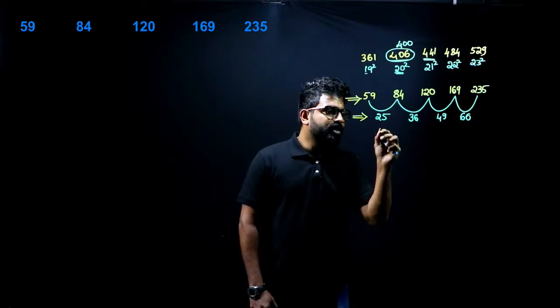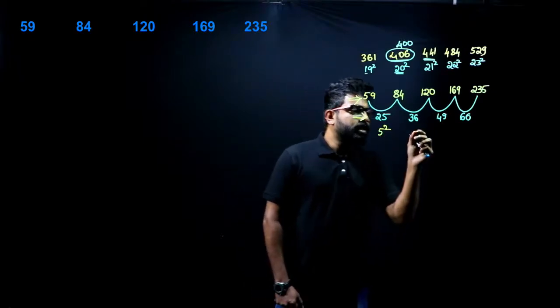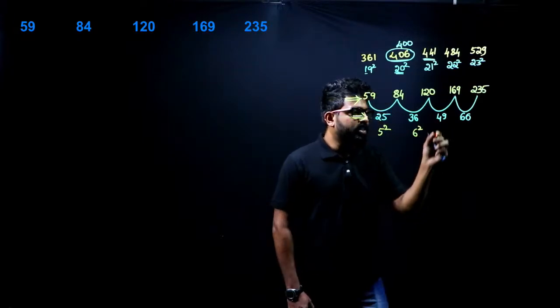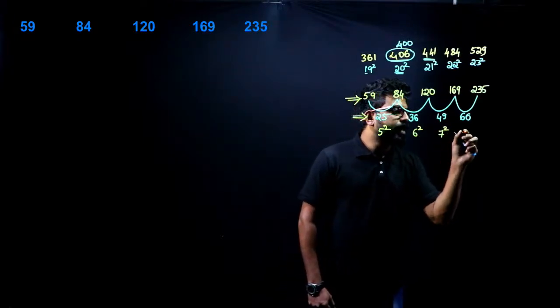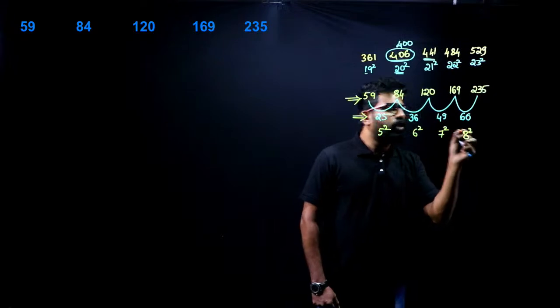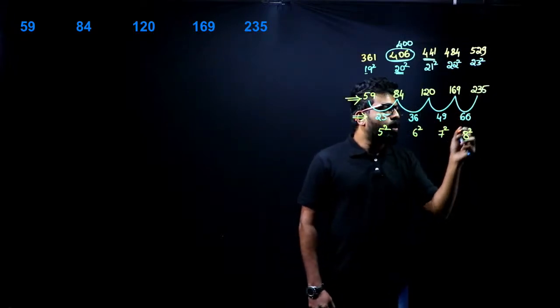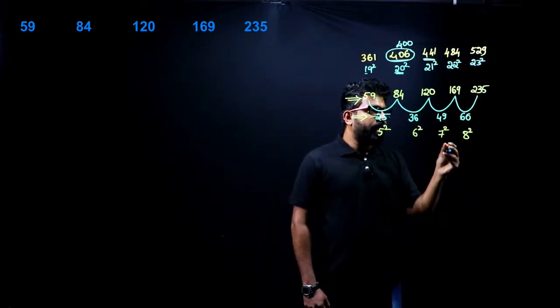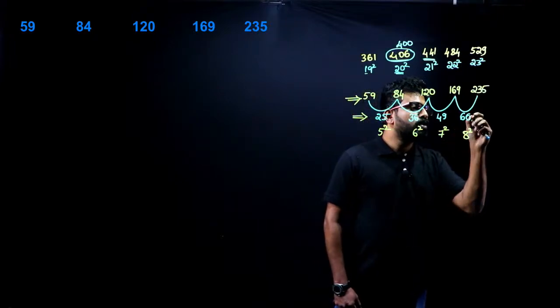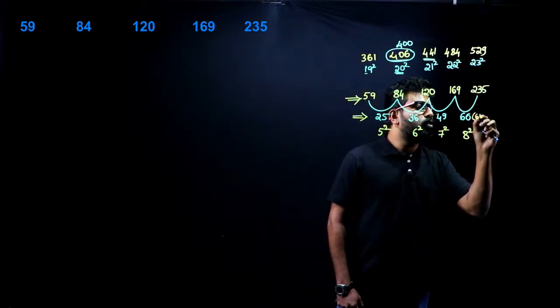Squares. Very good. This is nothing but 5 square. 36 is 6 square. 49 is 7 square. So this must be 8 square. But then what is 8 square? Value of 8 square is 64. So I should be getting 64 here.